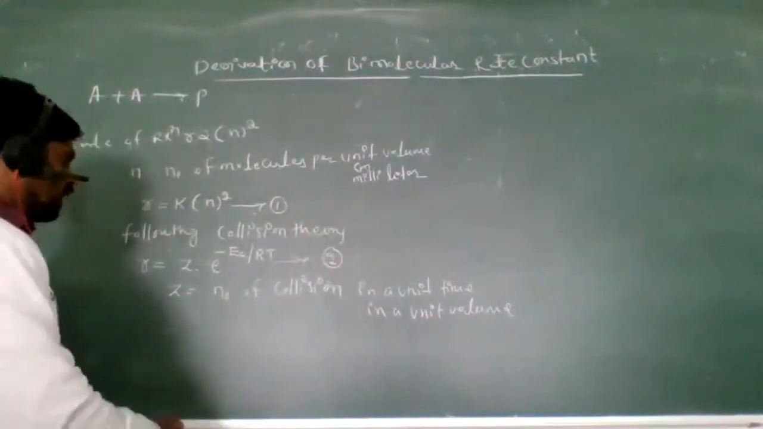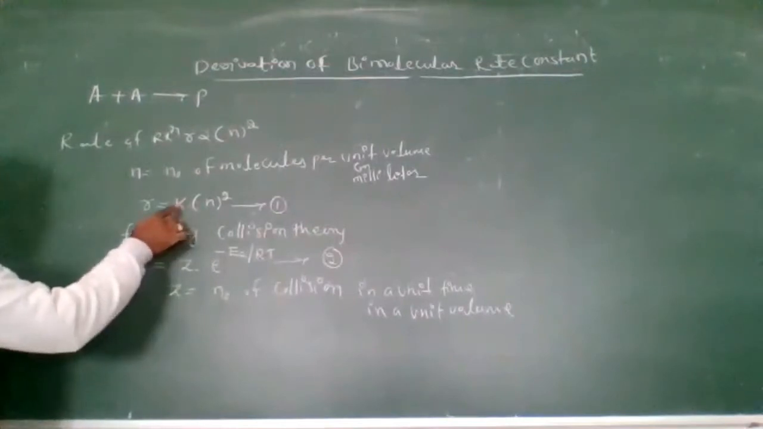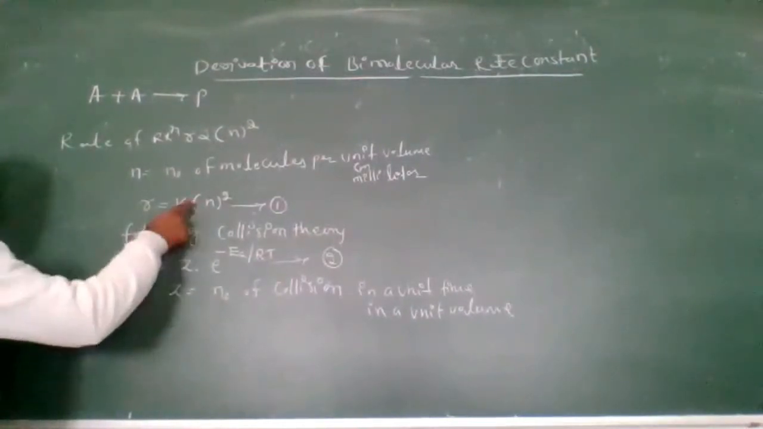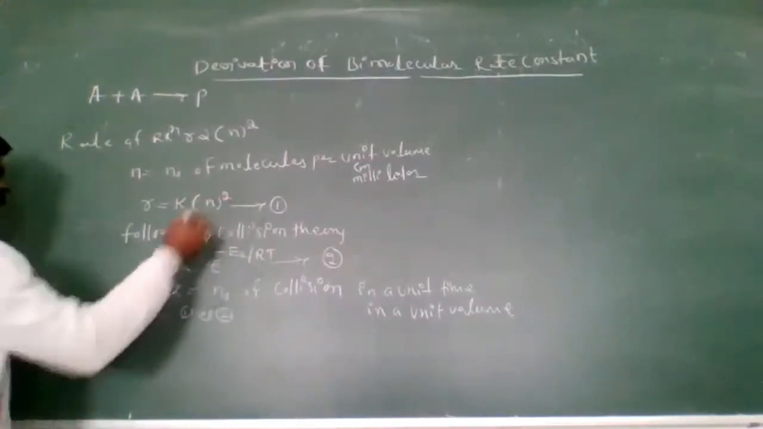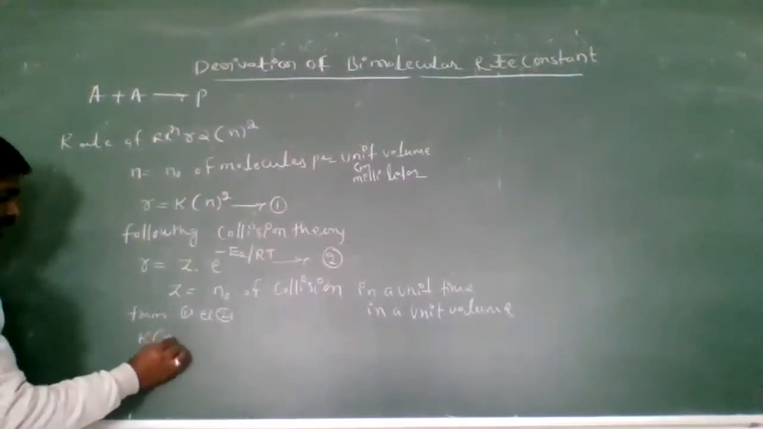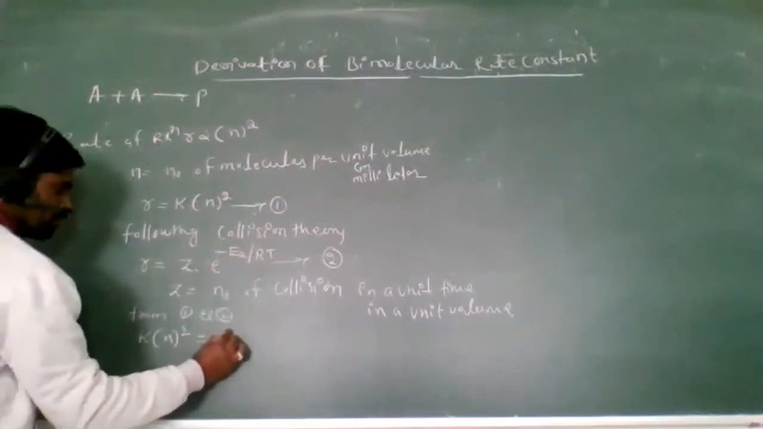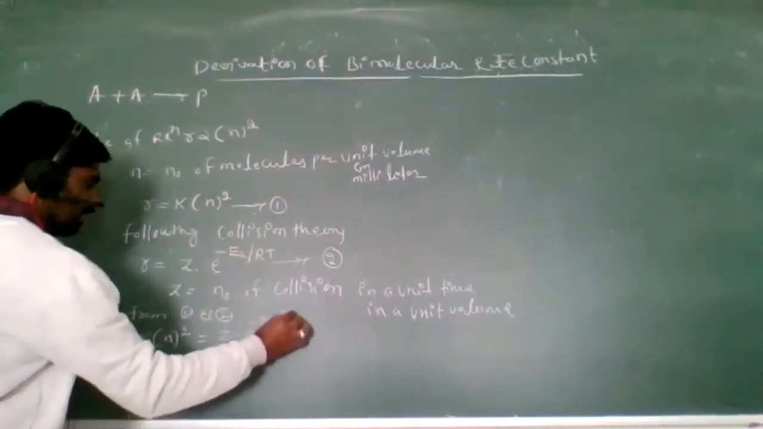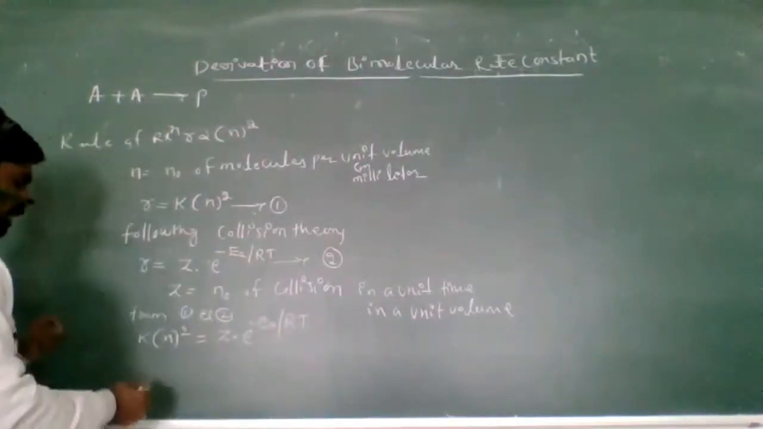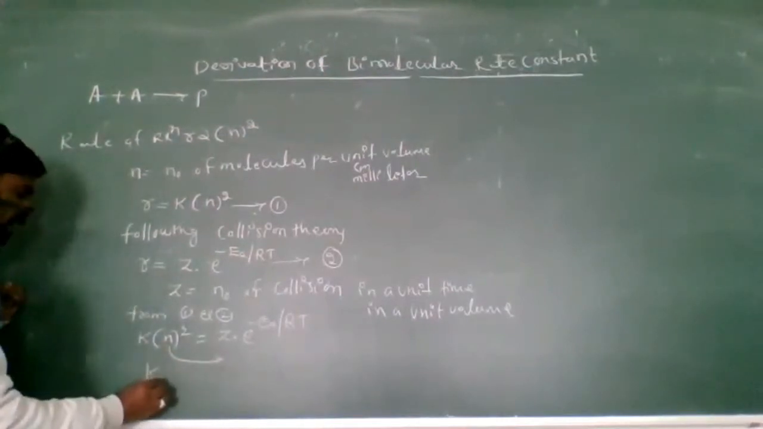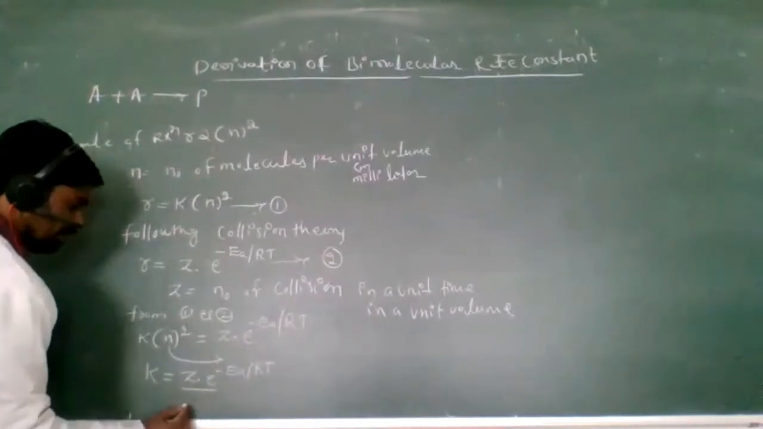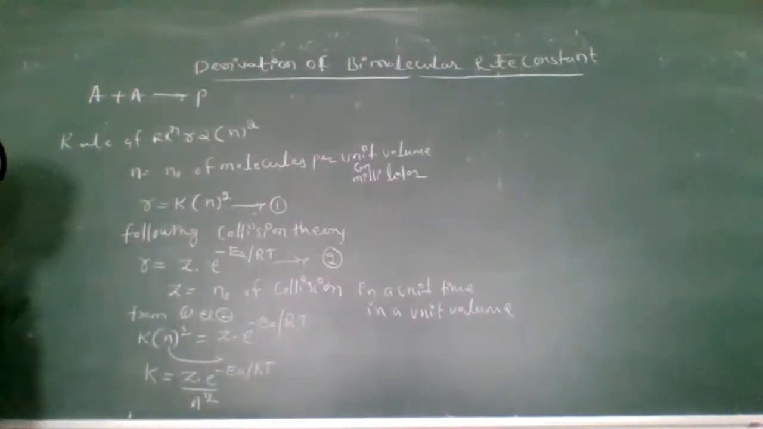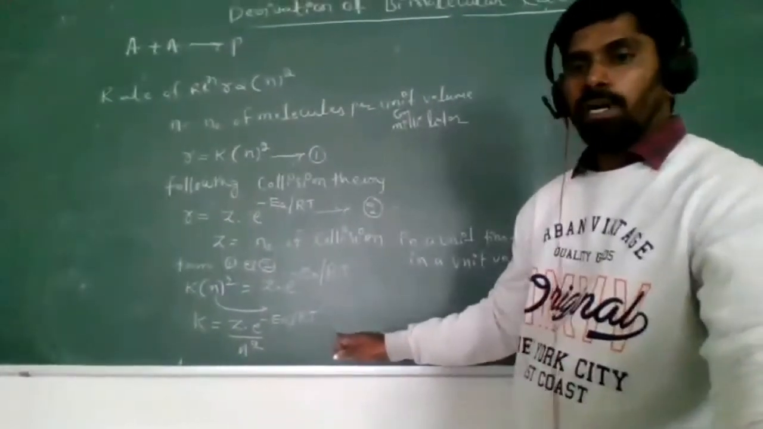Look here, from equation number 1 and 2, in the place of r we write k n squared, that is equal to Z e power of minus Ea by RT. Now this n squared comes to the bottom, k equals Z e power of minus Ea by RT divided by n squared. That is equation number 3.